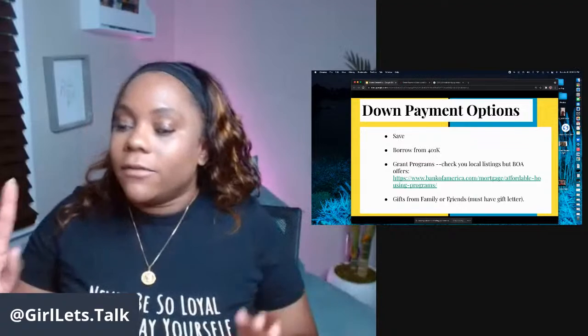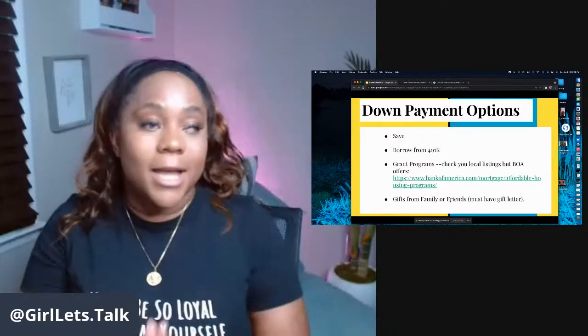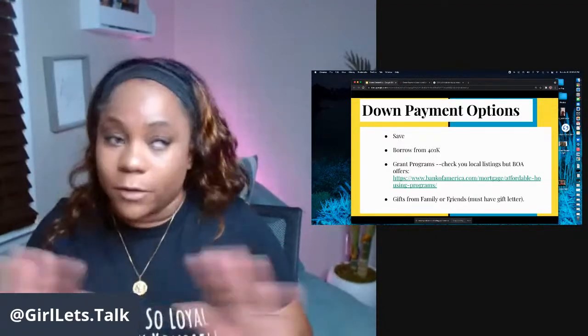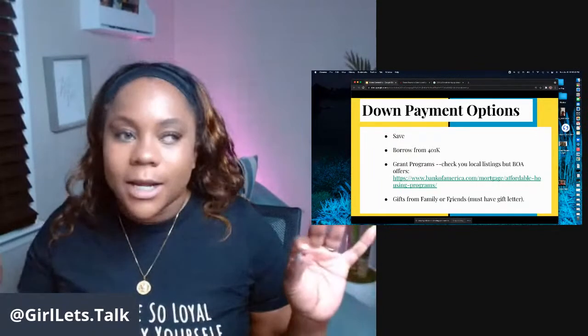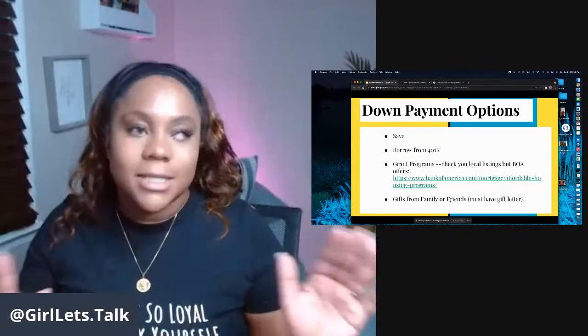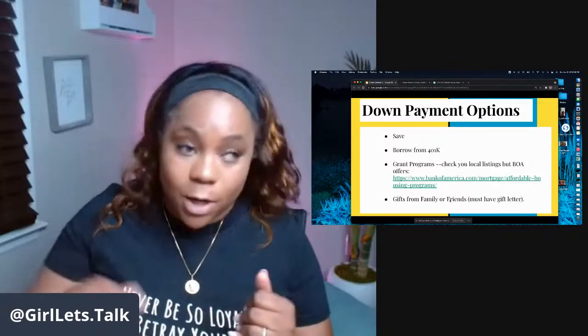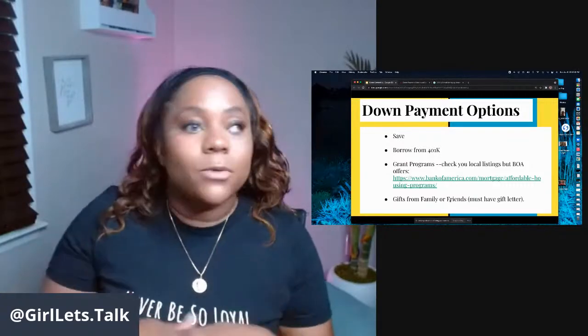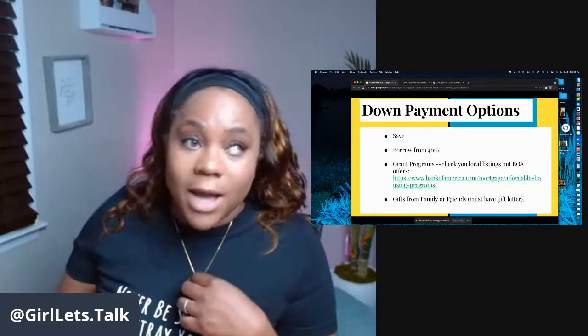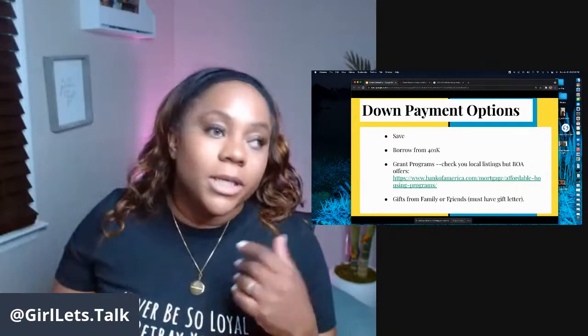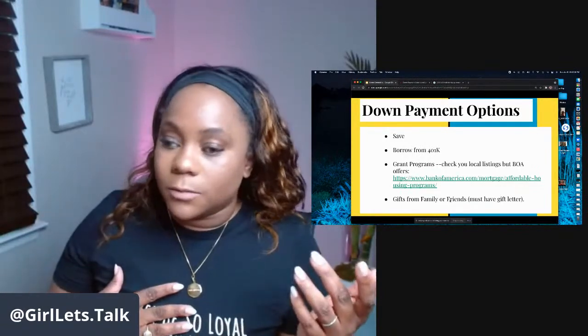Okay, so if you have a large deposit come in, the bank is going to ask you to explain where this money came from. If you're buying a house, every out of sync deposit needs to be explained by a letter in writing, and they're going to make you sign it. So if somebody wants to give you money to buy a house, which is fine, they must give you a gift letter. Otherwise, the bank will assume it's a loan.